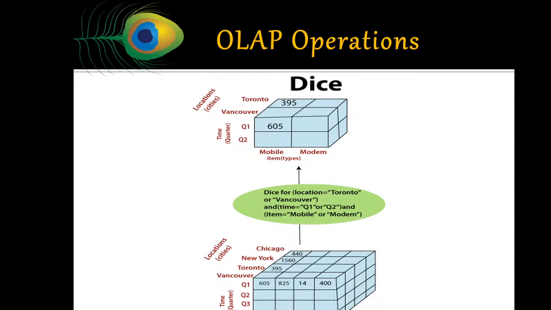This is the dice operation. You can see two dimensions selected from each fact basically. You have selected mobile and modem for the item type, then Q1 and Q2 for the time, and Toronto and Vancouver for the locations. This is the dice operation.